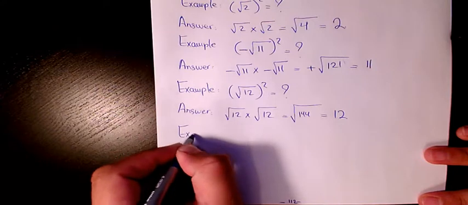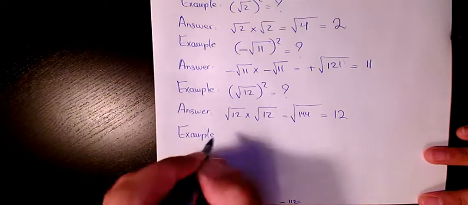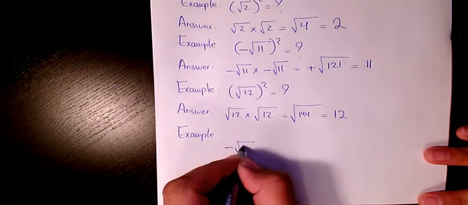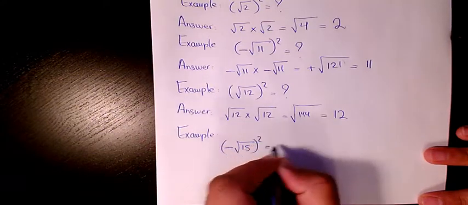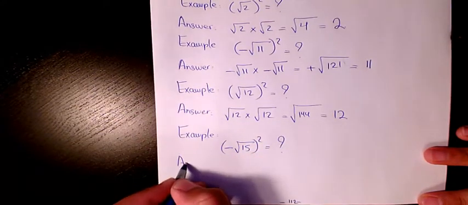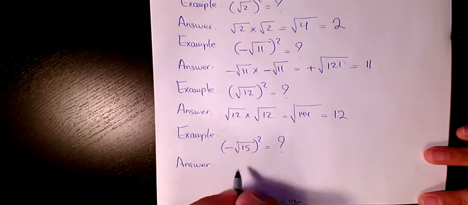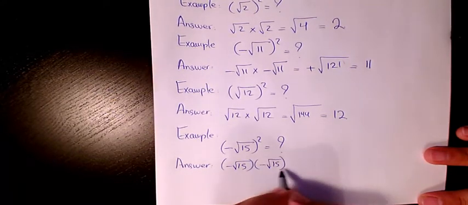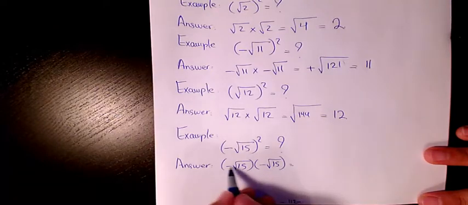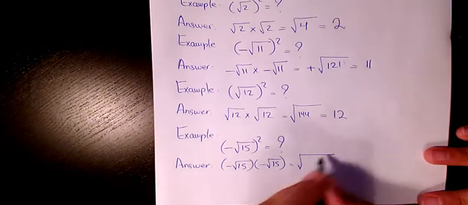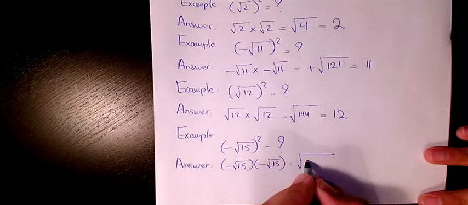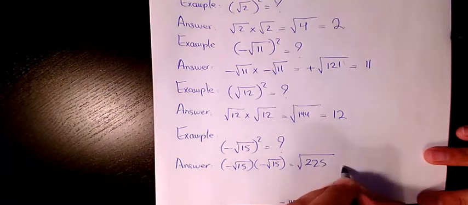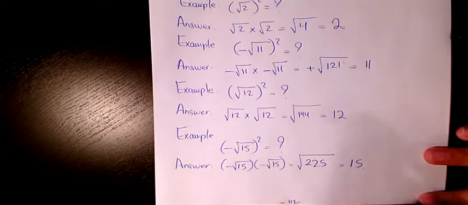Next example, we have negative root 15 squared. Answer is negative root 15 times negative root 15. That makes it negative times negative is going to be positive root 225. Square root of 225 is just 15.